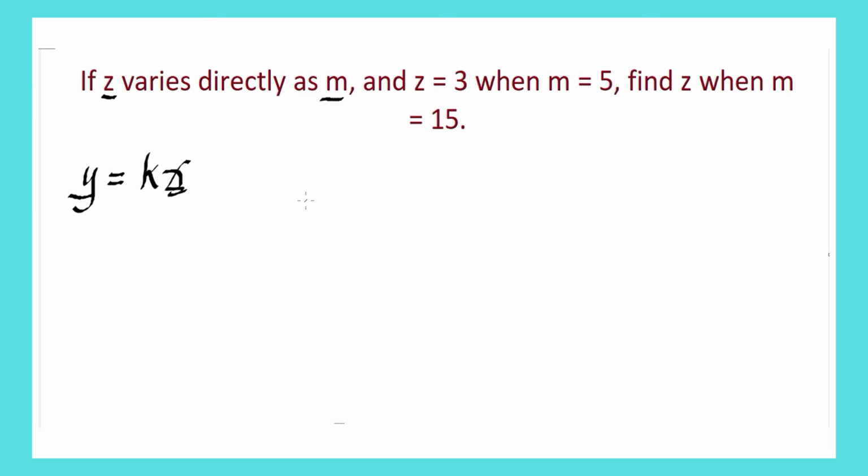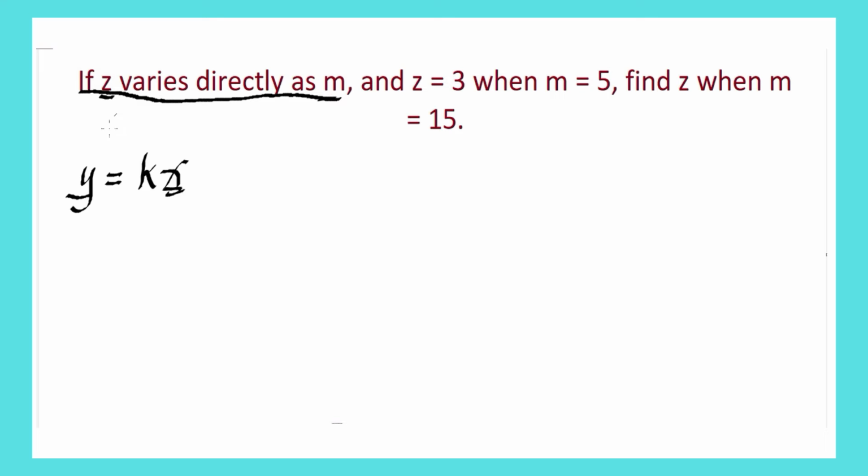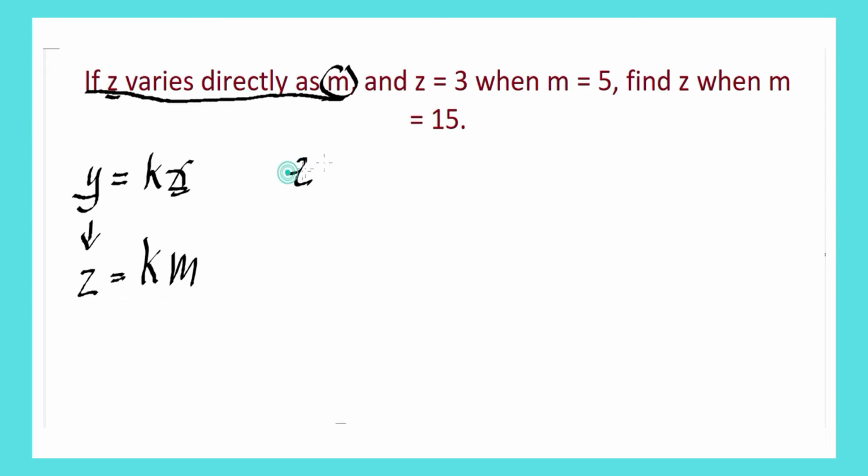You are going to observe the statement. It says here, if z varies directly as m. So what comes first? It's z. So it means this y will become z. K is still there. And that x will become m because that comes second. All right, so our equation here will be z is equal to km.